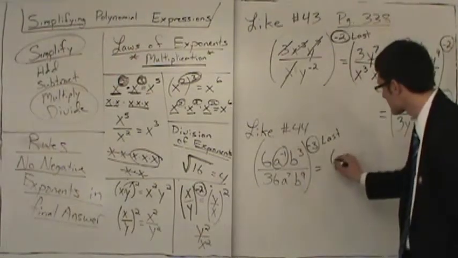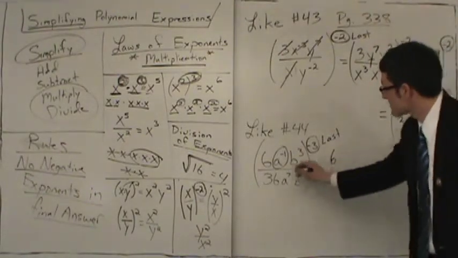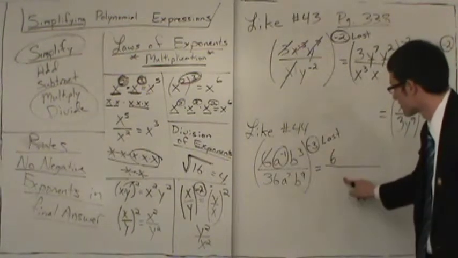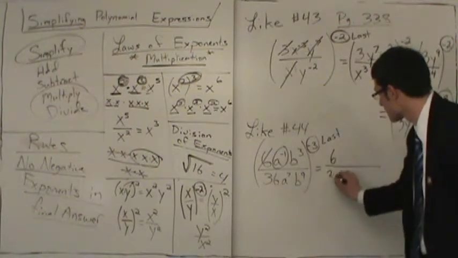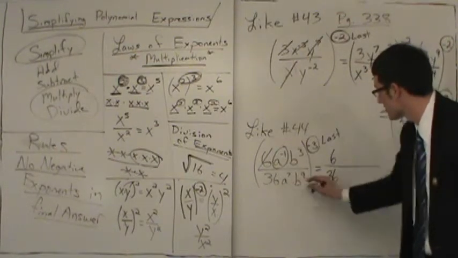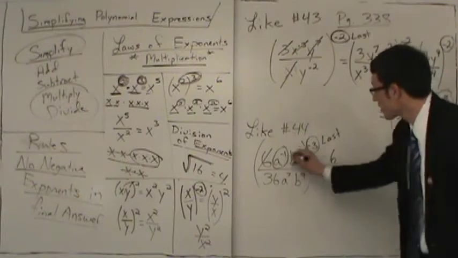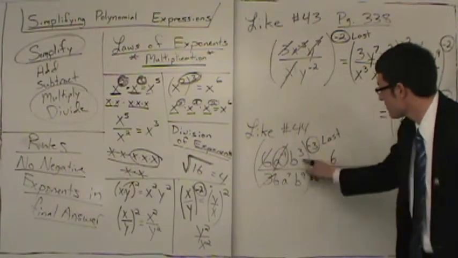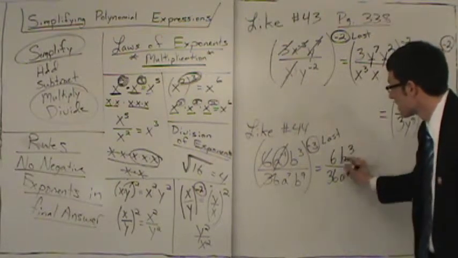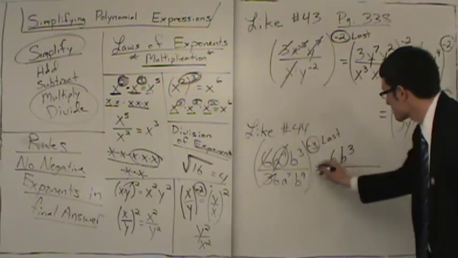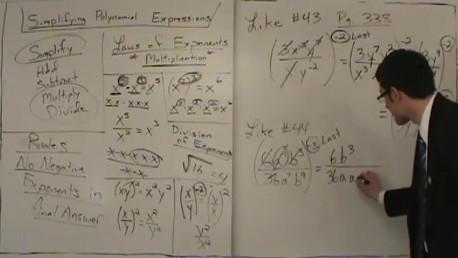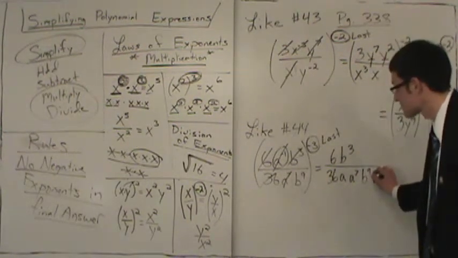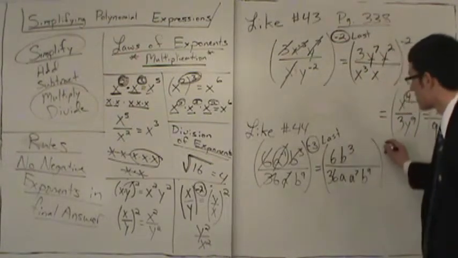So we have 6. Okay, this is done. And a to the negative 1 moves where? A to the negative 1 moves to the bottom. Okay, let's go ahead and put our numbers first. Put our 36. Okay, a to the negative 1 moves to the bottom. We have an a. Cross the 36 out. We're done with the numbers. A to the negative 1 becomes a. B to the 3rd stays. A to the 7th, because the exponent is positive, it stays. B to the 9th stays. Now, all this to the what?